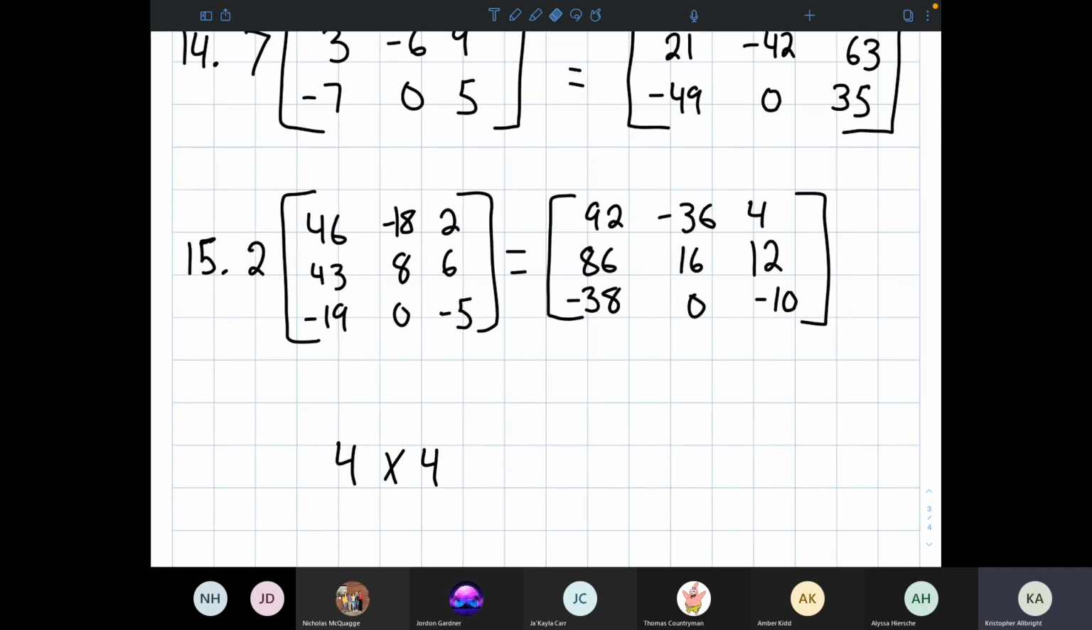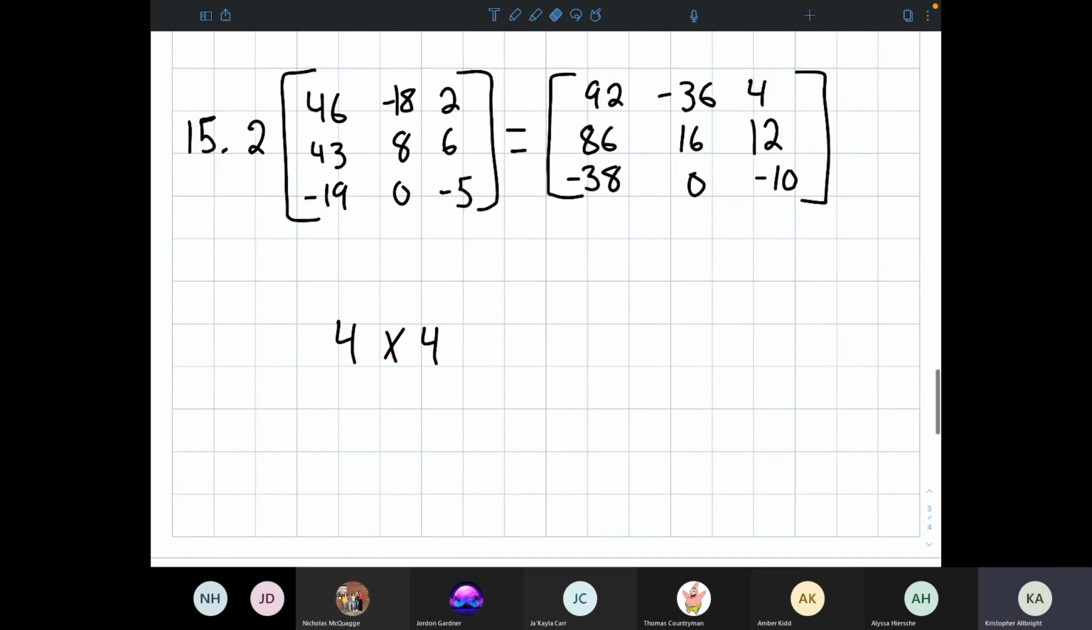So do y'all feel okay with the introduction to matrices? I feel like this is pretty easy. All right, let's go to addition and subtraction of matrices.